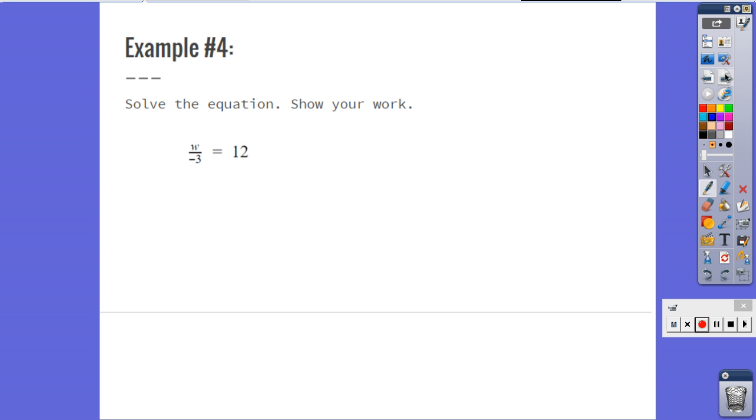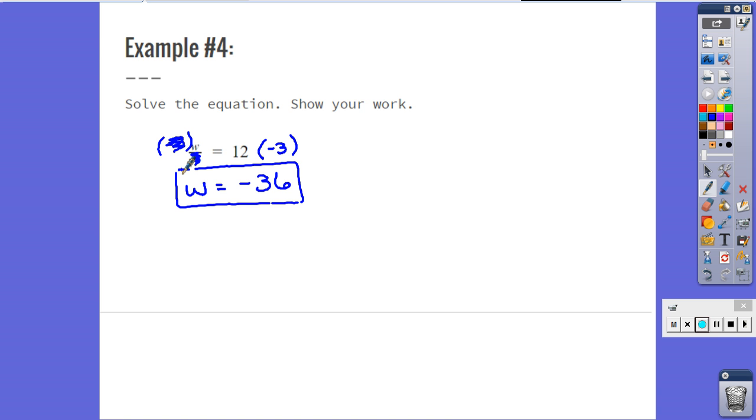And one last example here. This time I've got w and it's being divided by -3. So regardless of what that sign is here, I'm still looking at that number, and whatever I'm dividing by, that's what I'm going to end up multiplying by on both sides. So I know that my -3's will cancel. w is left. Now I have 12 times -3 is -36. And we've got our final answer.